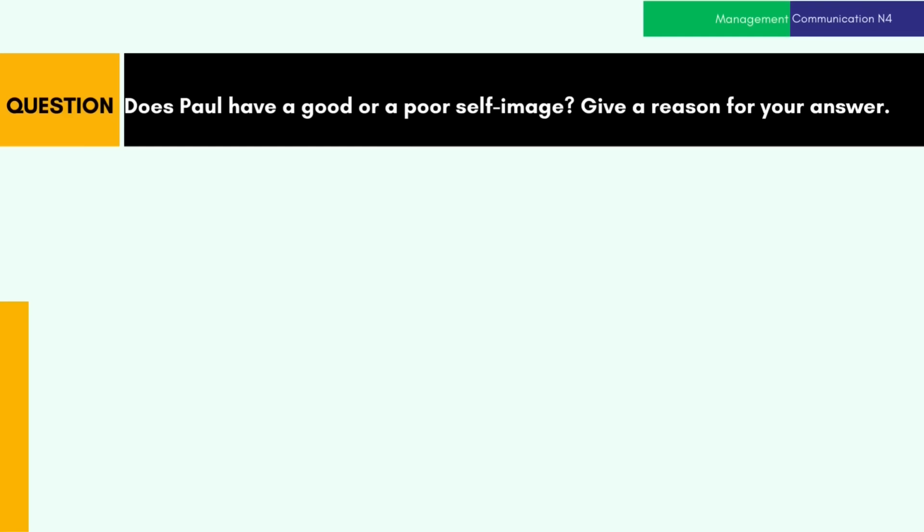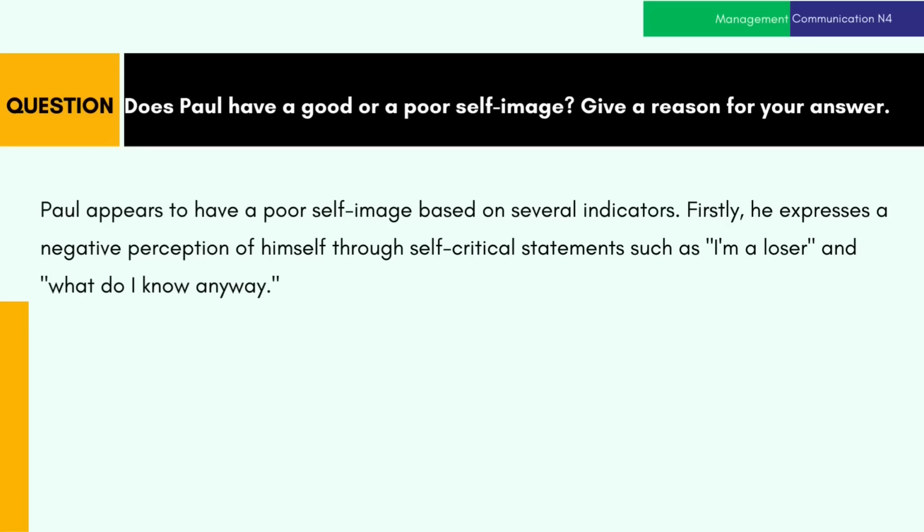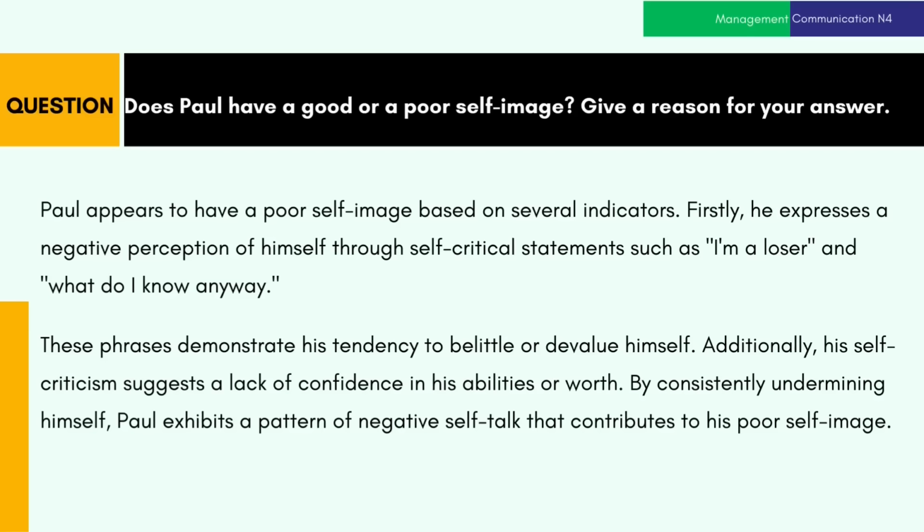Question. Does Paul have a good or a poor self-image? Give a reason for your answer. Paul appears to have a poor self-image based on several indicators. Firstly, he expresses a negative perception of himself through self-critical statements such as "I'm a loser" and "What do I know anyway?" These phrases demonstrate his tendency to belittle or devalue himself. Additionally, his self-criticism suggests a lack of confidence in his abilities or worth.